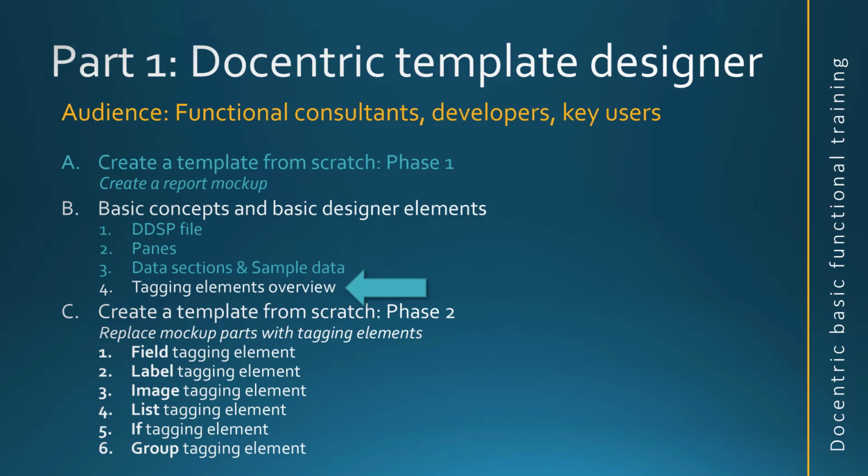In this part of the training, we want to see an overview of available tagging elements. Later, in chapter C, we will use the most important ones in an example.